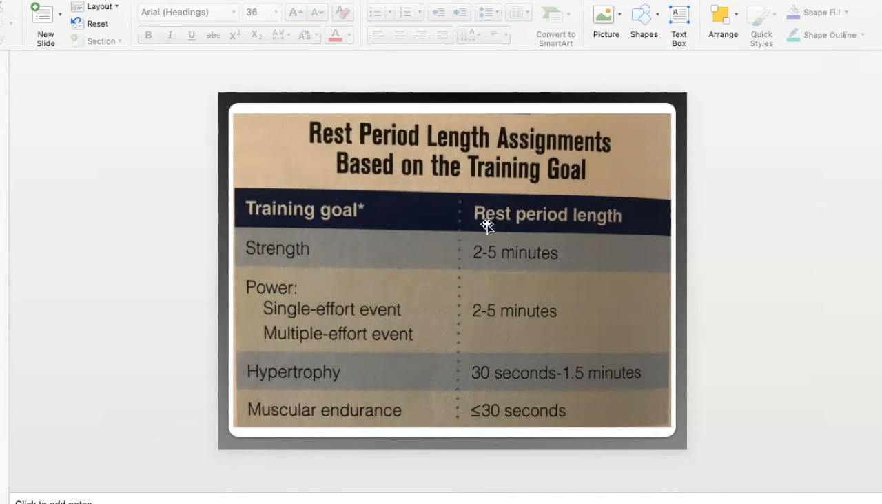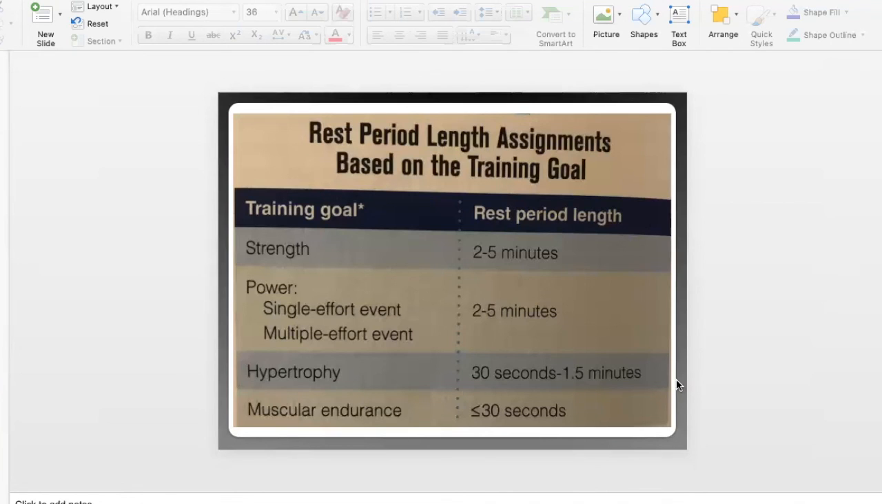All right, so rest periods are very important. If I don't have enough ATP recycled and I'm doing strength, then what's going to happen is I'm going to start to use sugars for fuel, and it's not going to be the correct sugar to use if I'm trying to become stronger or more powerful. So same thing, rest period for strength and power, 2 to 5 minutes. And then if you're trying to do hypertrophy training, you want a little bit less rest.